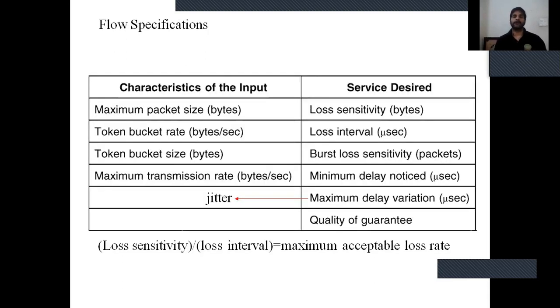So the flow specification describes some characteristics of the input and the service desired, like this: maximum packet size in bytes, loss sensitivity in bytes, token bucket rate in bytes per second, loss interval in milliseconds, token bucket size B in bytes, burst loss sensitivity in packets, maximum transmission rate, minimum delay noticed, and jitter. Maximum delay jitter equals the maximum delay variation in milliseconds. So this is the flow specification.